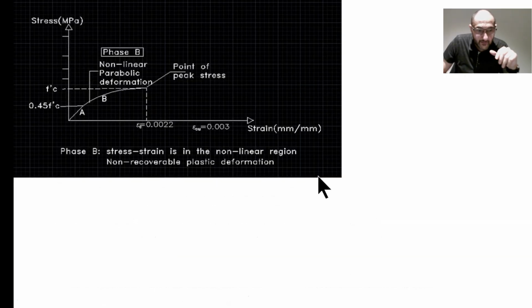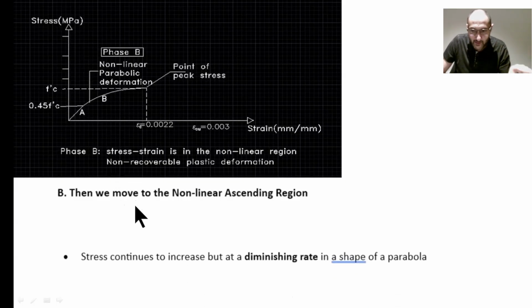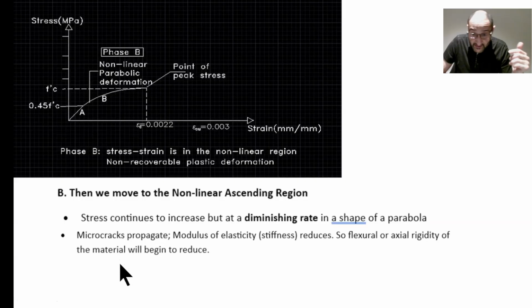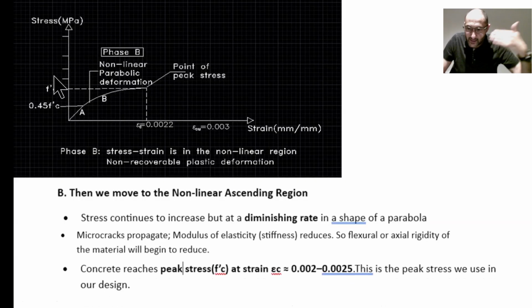Phase B, then we move to the non-linear ascending region. The stress continues to increase, but at a diminishing rate, in the shape of a parabola. Again, microcracks propagate, and the modulus of elasticity, the stiffness, starts reducing. You can see that here in that little curve. So the flexural and axial rigidity of the material will begin to reduce.